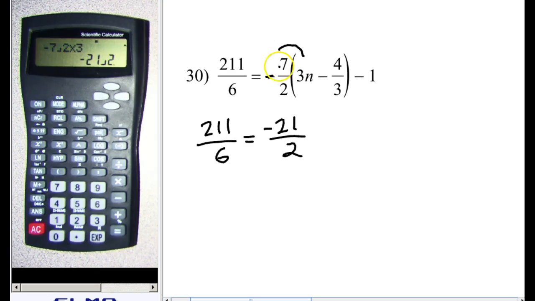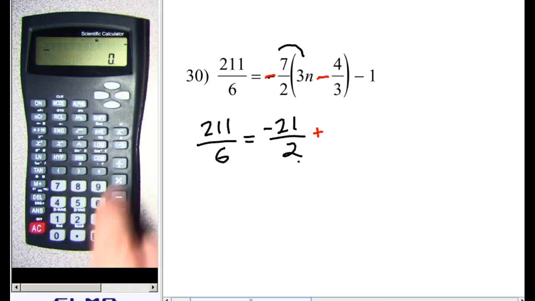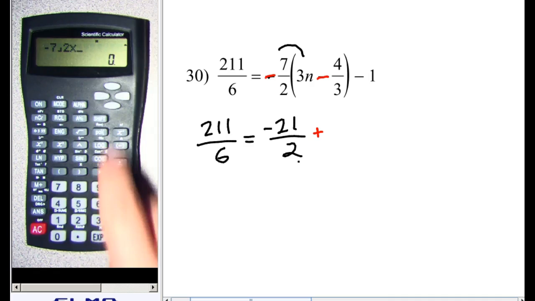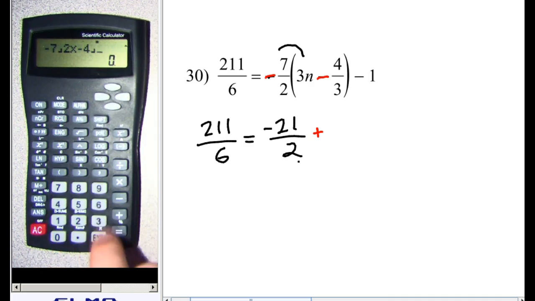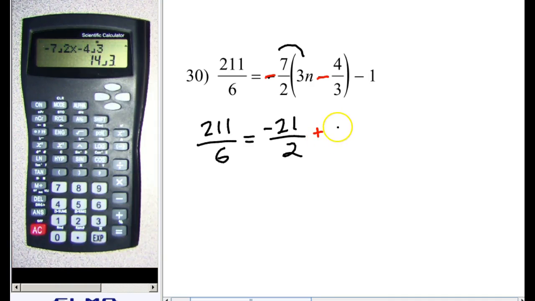Okay, next, it's going to be negative 7 over 2 times negative 4 over 3. Okay. So we can put that in there as well if you're not sure about the fractions. So we got negative 7 over 2 times negative 4 over 3. Again, we want it improper, so hit shift fraction. We'll get 14 over 3. And we got the minus 1. That's already there. And looks like I forgot the variable, so let's put that in there.